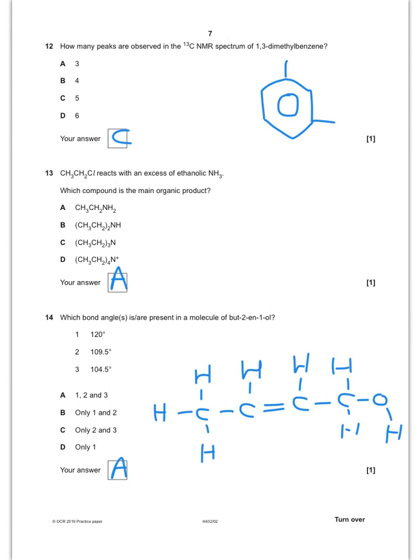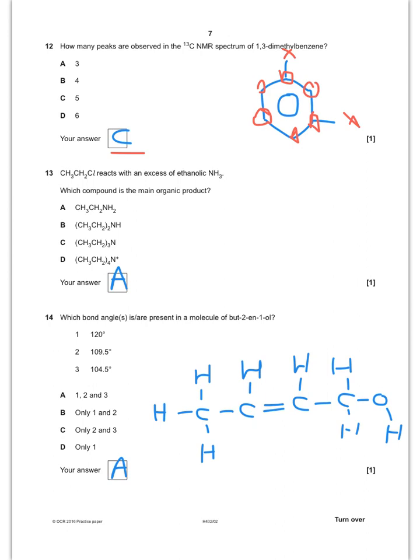So how many peaks am I going to see in this NMR spectrum? If we go through, we're going to see a peak for that one. Then these two are the same, so 1, 2. You're also going to see a different peak for these, and a different one for that one as well. And then finally these two as well. So in total 1, 2, 3, 4, 5. The answer is C.